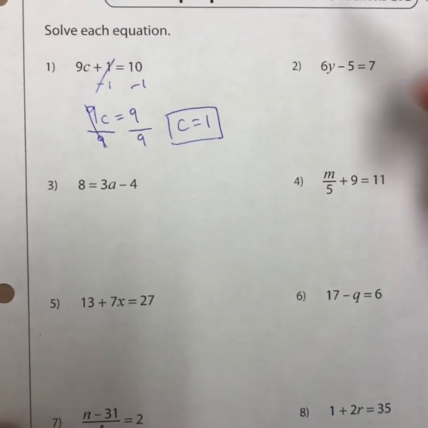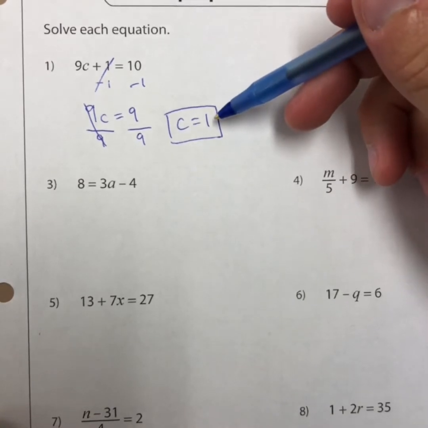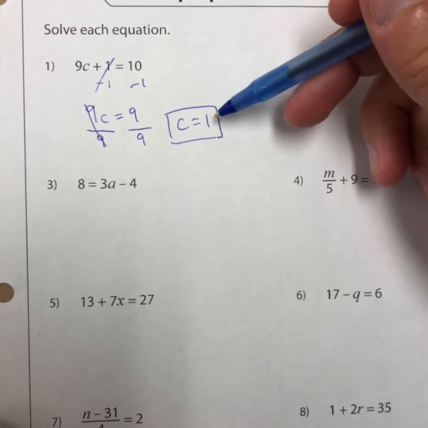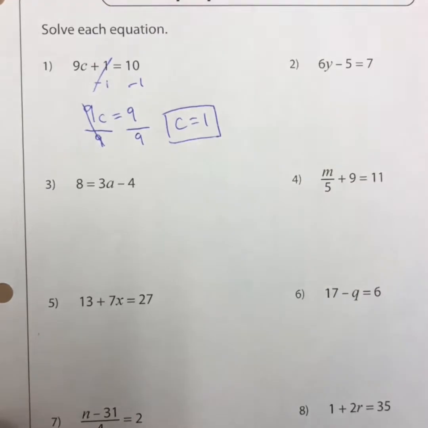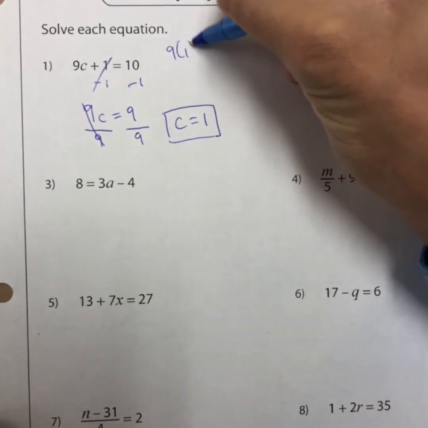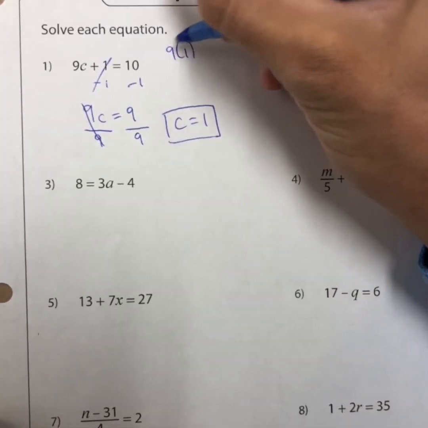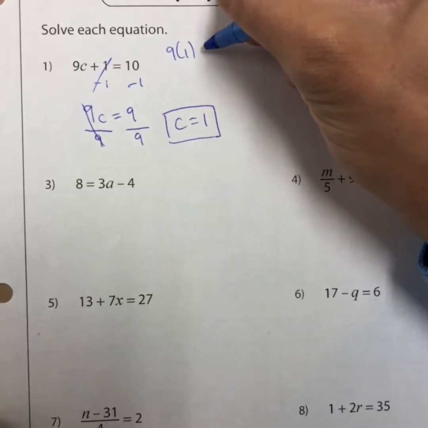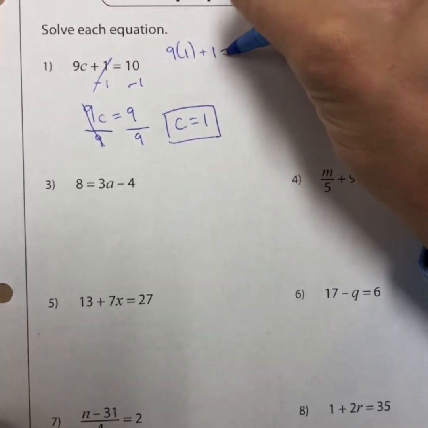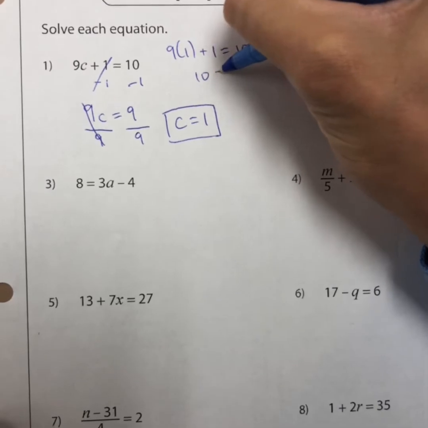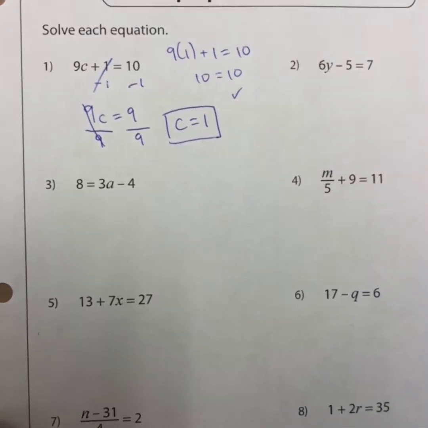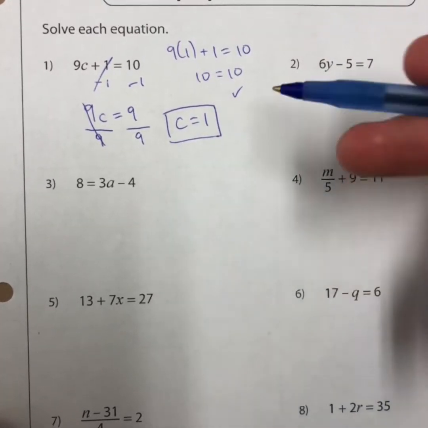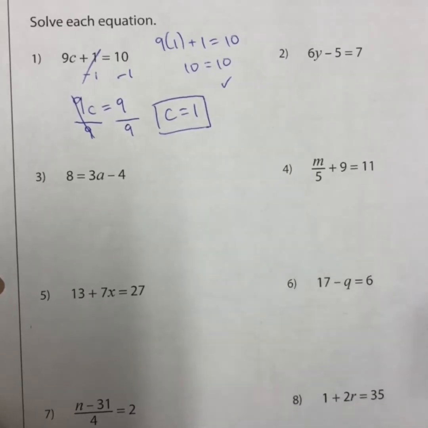Simple enough, right? And if you wanted to double check to make sure c does equal 1, well, remember, we can plug that back into the original. Do 9 times 1. You could probably do this in your head as well. 9 times 1 is going to get you 9, and then you add 1. That does give you 10. Once you get a true statement, you know you're correct. All right? So just watch out for some fractions on this worksheet.